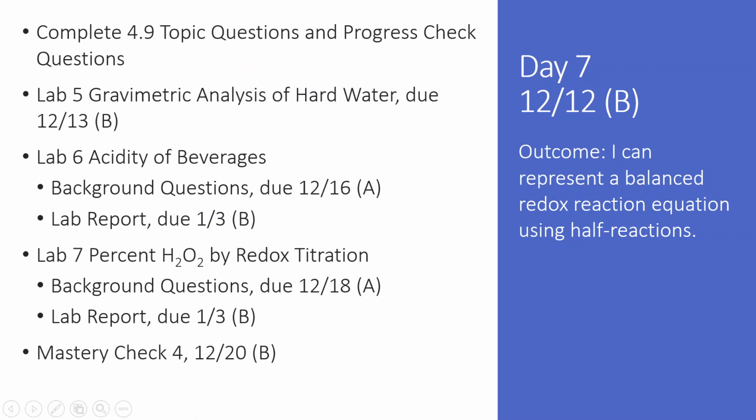So a few reminders here. You should complete topic 4.9 topic questions and progress check questions. Lab 5 gravimetric analysis is going to be due on the 13th. So that is available for you in Brightspace to submit. Lab 6 is acidity of beverages. The background questions for that are due on the 16th. I gave you that lab packet last class. Same thing with my Lab 7 percent H2O2 by redox titration. I gave you that packet last class, and those background questions are going to be due on the 18th. Your mastery check for this unit is going to be on the 20th.